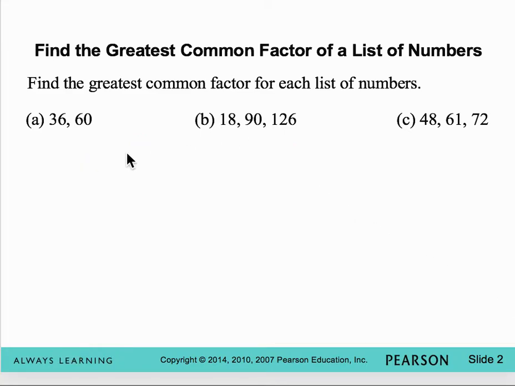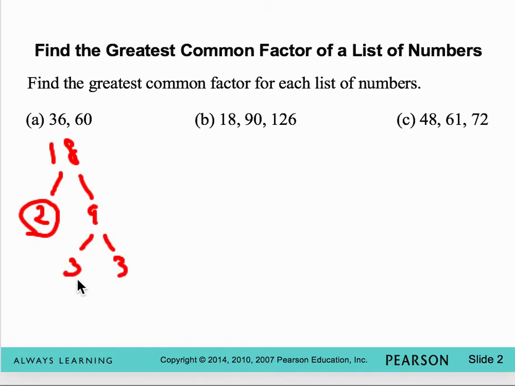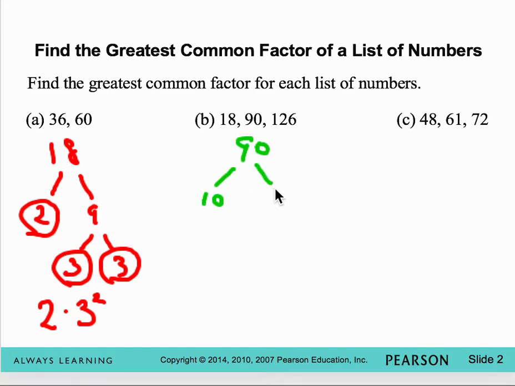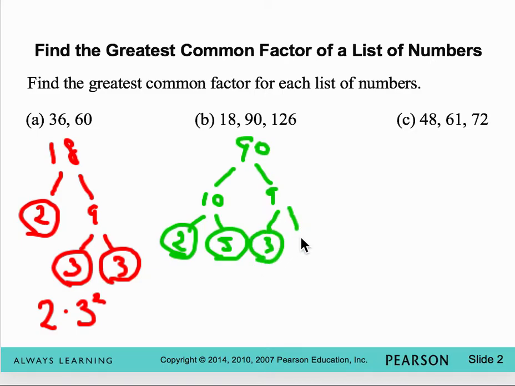Okay, let's look at this: 18, 90, and 126. This time we've got 3 numbers. So 18 is 2 times 9, 3 times 3. So this one is 2 times 3 squared. Let's do 90. What do we got? 10 times 9. So 2 times 5 times 3 times 3. Okay, so 2 times 3 squared times 5.